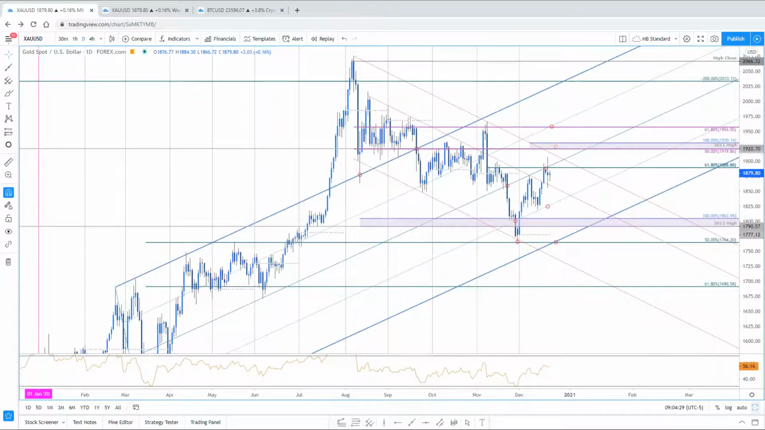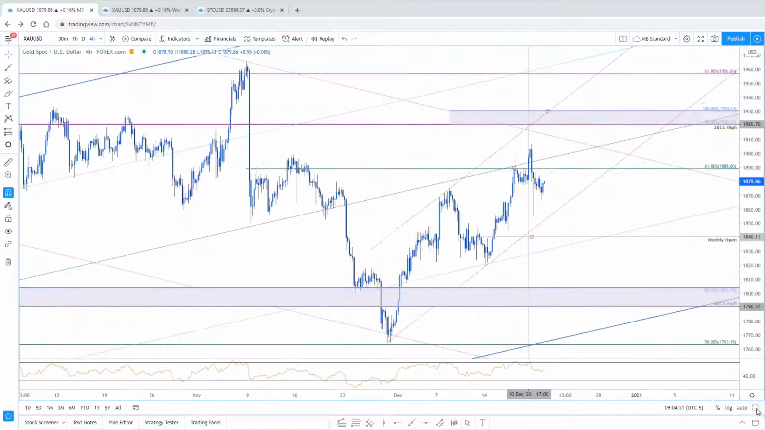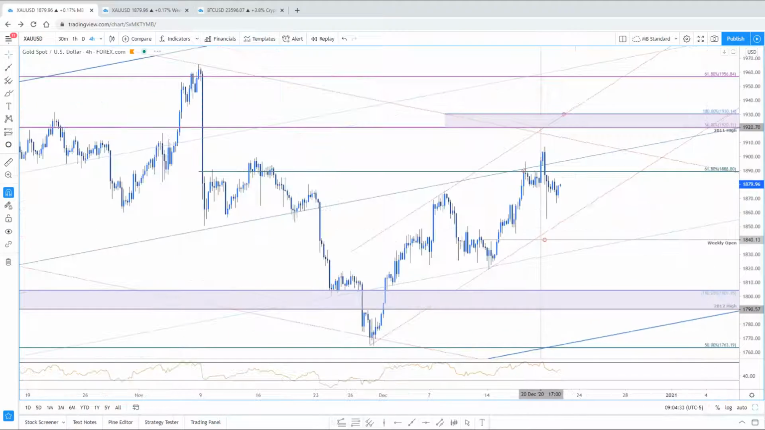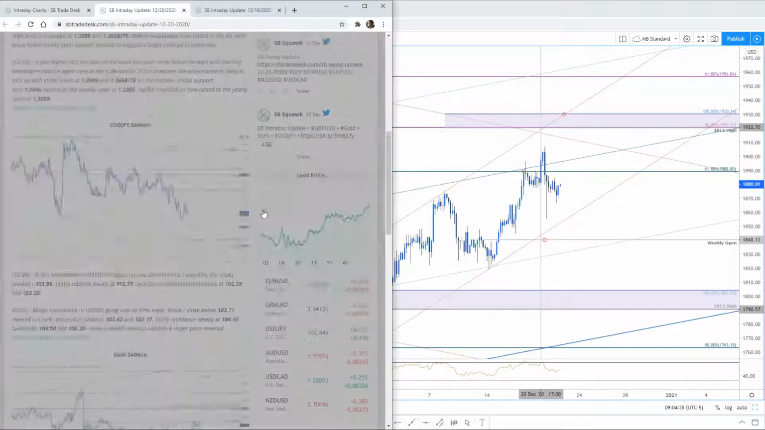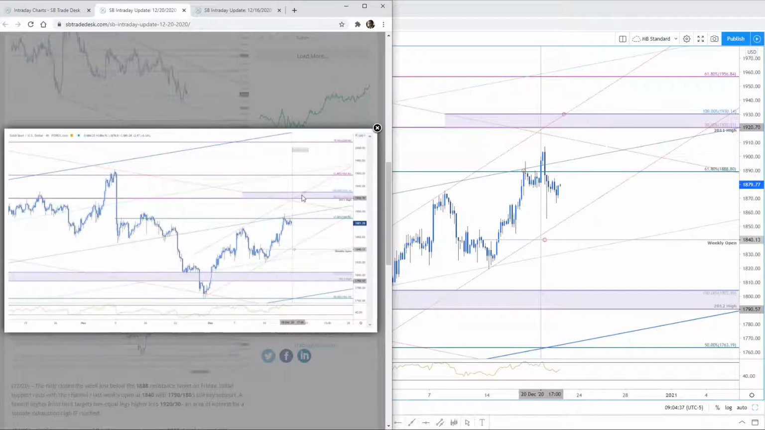Here's on the intraday chart what it looks like. Even here, into the start of the week, the ideal scenario was to see this thing pop higher into this zone and fail. So into the start of the week, it did pop higher, but it didn't make it quite there and turned lower. And we're still in this ascending channel.